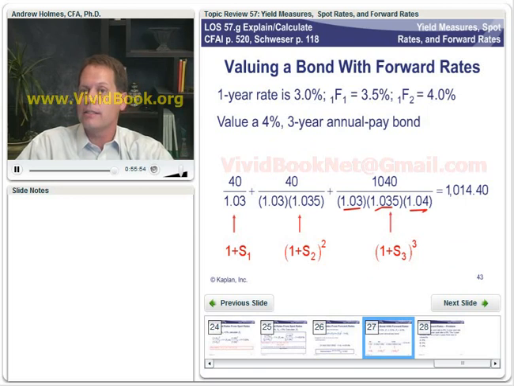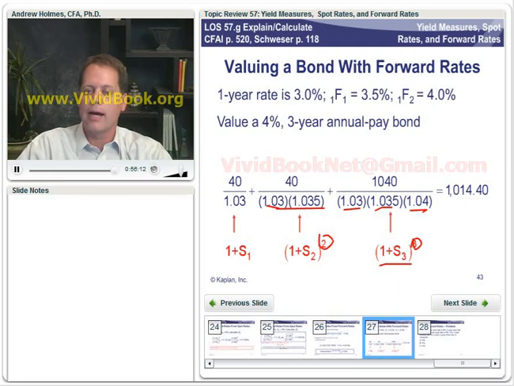we can work backwards into the spot rate. So this is nothing but the 3-year spot rate cubed. Okay, this is the 2-year spot rate squared up here, and this is the 1-year spot rate. So all we're doing is working backwards here from the forward rates into the spot rates to come up with this value for the bond of 1,014.